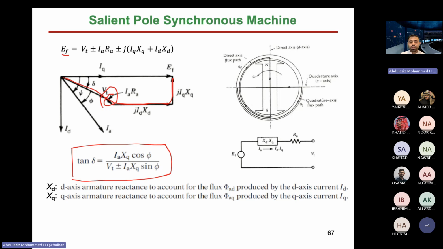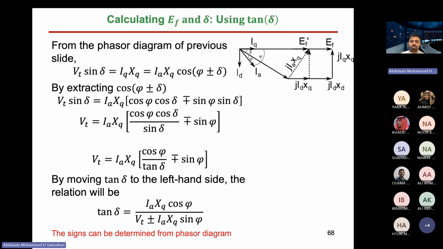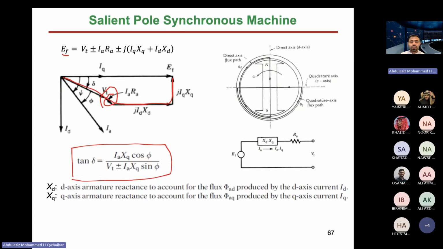And how did they reach this formula? This math is hard. It is not required to know how to derive it, but this is method number one. Remember, we want to calculate EF and delta. EF magnitude is calculated using the phasor diagram. Delta is calculated using the tan equation, and then you take tan inverse. So you can get delta to be tan inverse of this term.